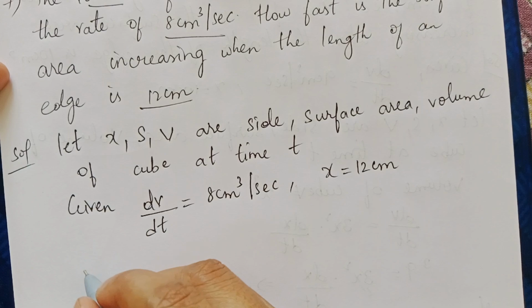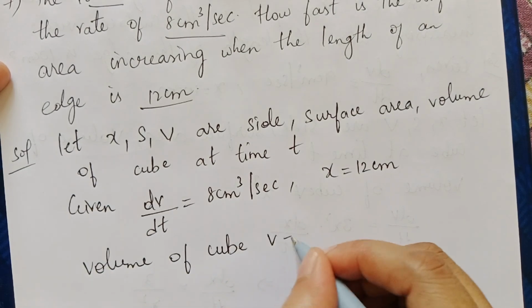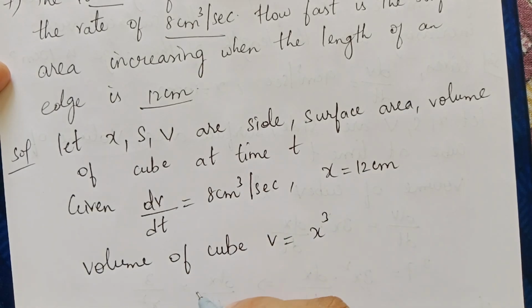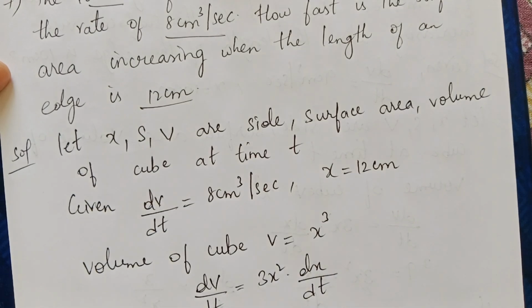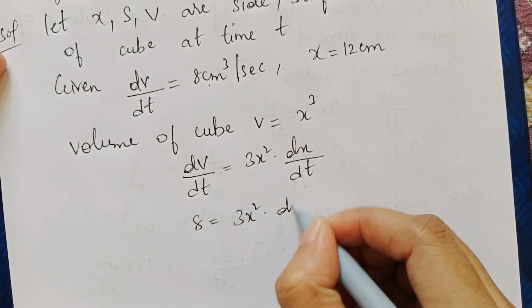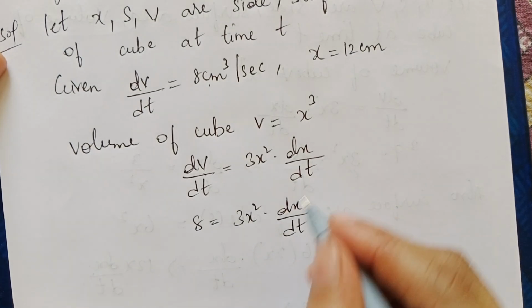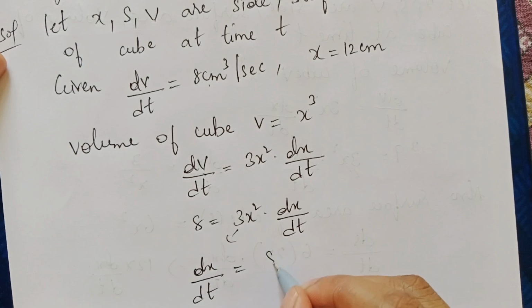Now volume of cube V is equal to x cube. Differentiate, so it is dV/dt is equal to 3x square into dx/dt. Now the dV/dt value substituted, so we'll get 8 is equal to 3x square into dx/dt. Now bring this term here, so it is dx/dt is equal to 8 by 3x square.